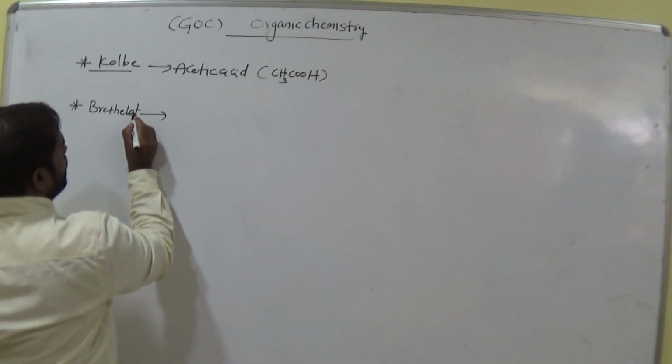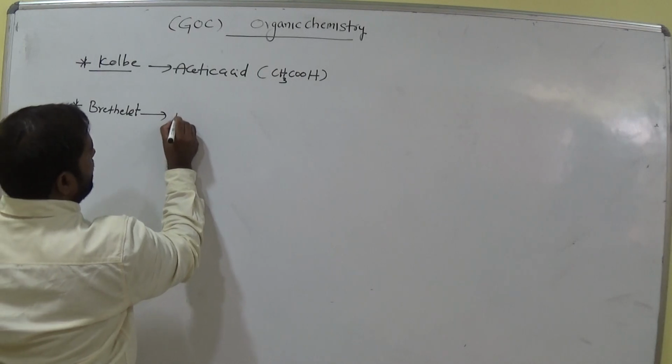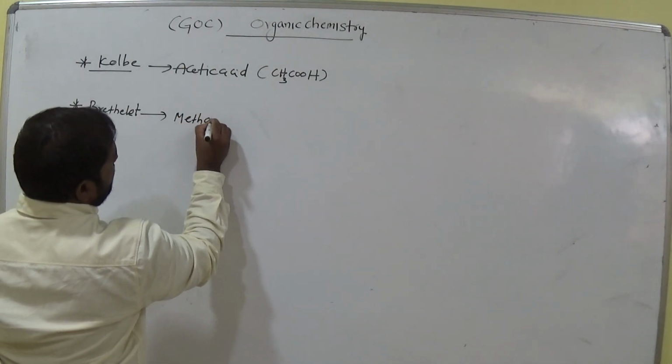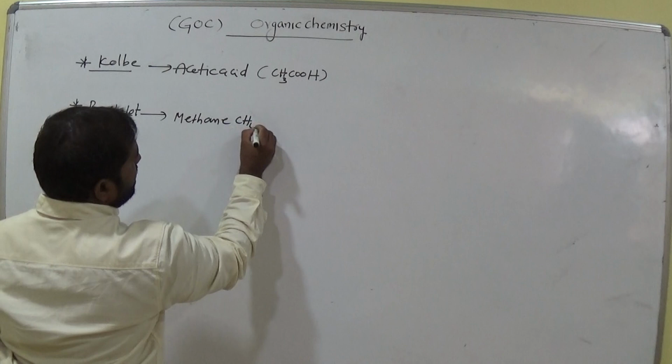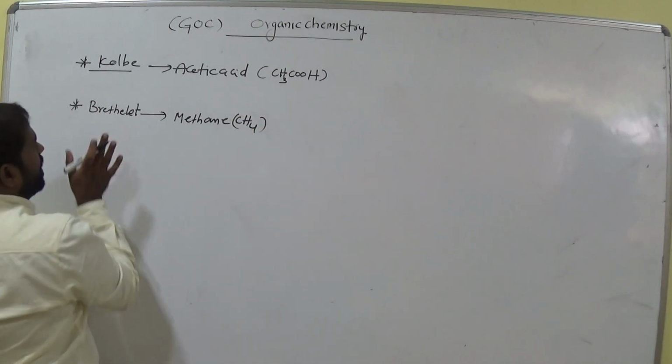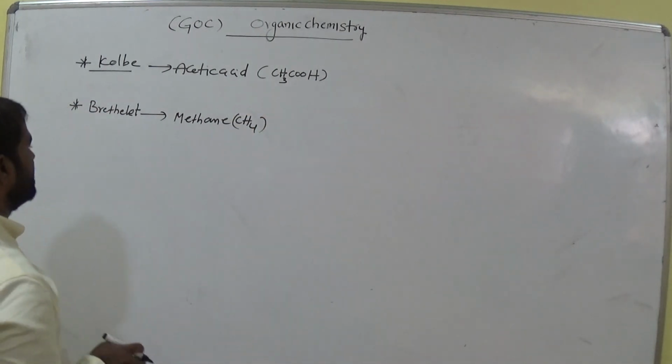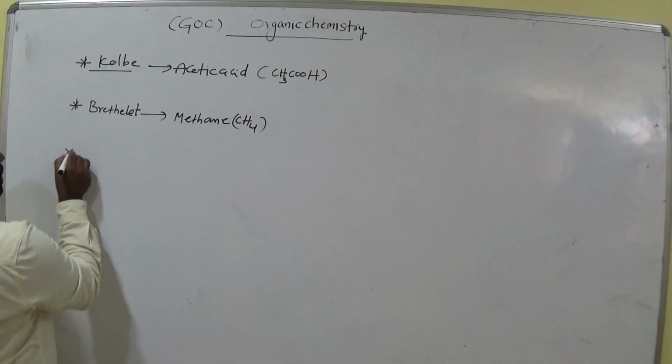Brathwaite prepared methane. What is the formula for methane? CH4. Methane is prepared by Brathwaite. He is also a scientist.